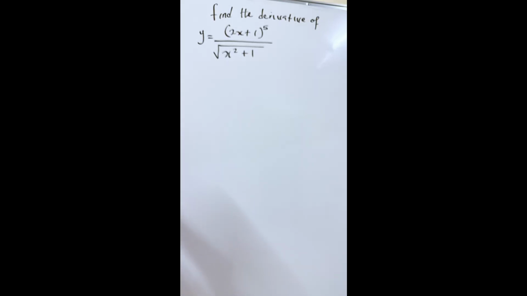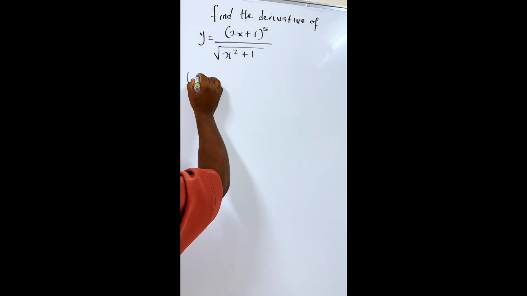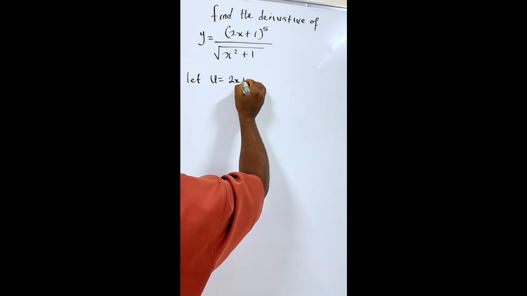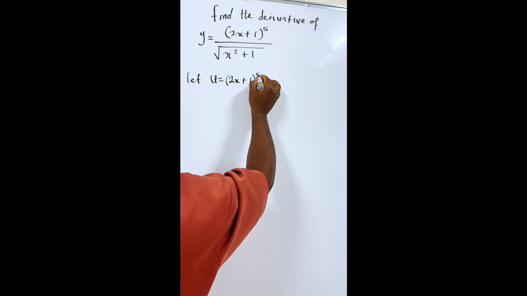We were asked to find the derivative of this function. So the first thing you notice is that we are going to use quotient rule, but we also have chain rules embedded in it. So what we are just going to do, we are going to select u to be equal to (2x + 1)^5, okay?